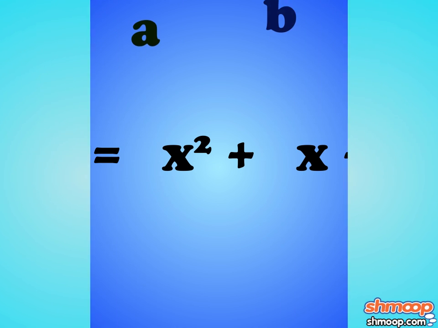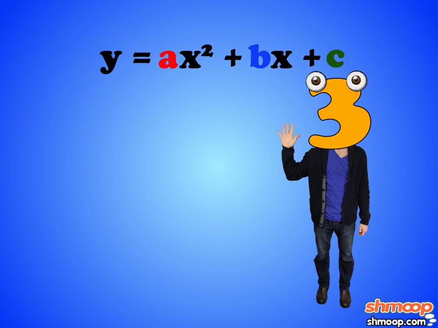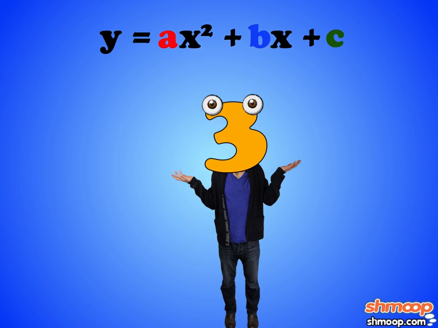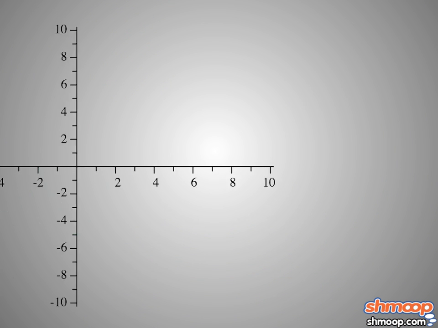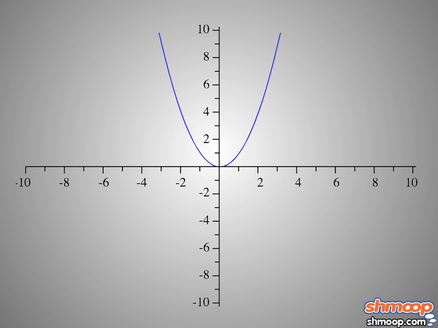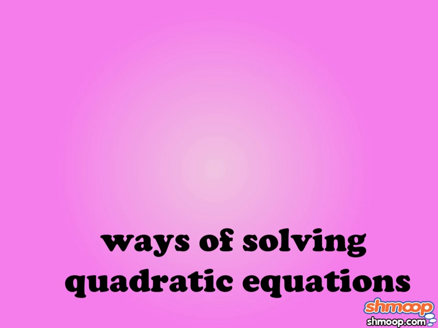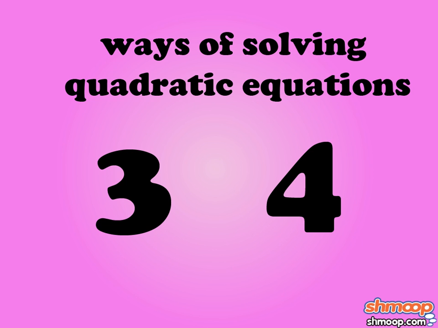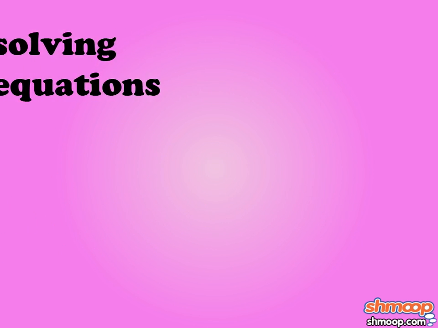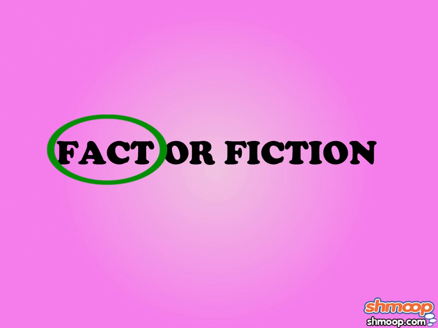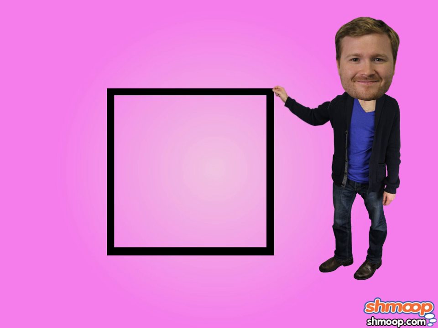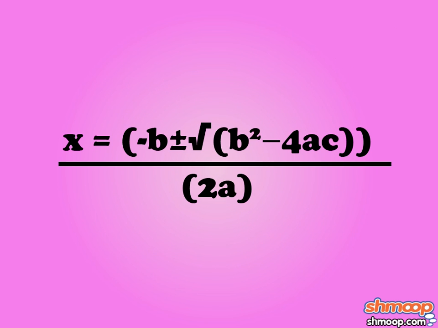But even a, b, and c are only 3 coefficients, not 4. Where is the 4? Even if we move the parabola up or down, it'll still only cross the x-axis once, twice, or not at all. Even ways of solving quadratic equations are 3 and not 4. To solve for x, we can factor, complete the square, or use the quadratic formula.